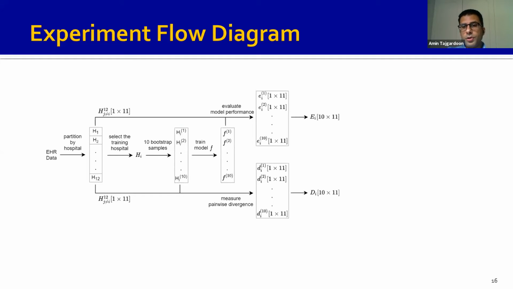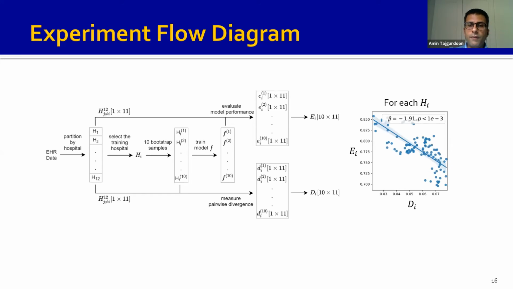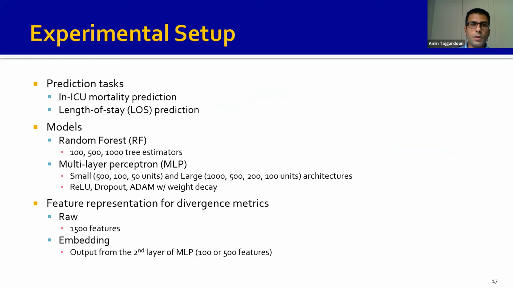Moreover, on each bootstrap sample, a model was trained and evaluated on the remaining 11 data partitions. The model performance results were stored in a matrix EFi. And finally, for each training hospital Hi, we use linear regression to determine the correlation between the model performance values EFi on the y-axis and the values of distribution divergence DFi on the x-axis.